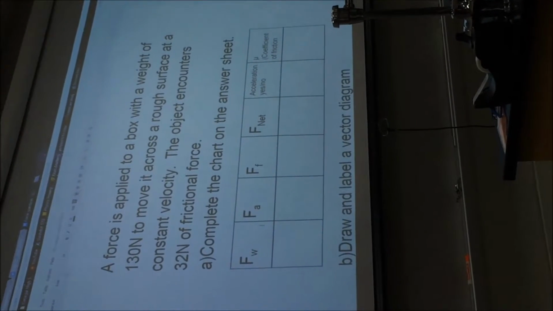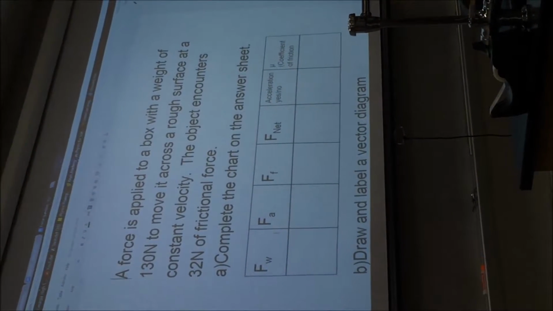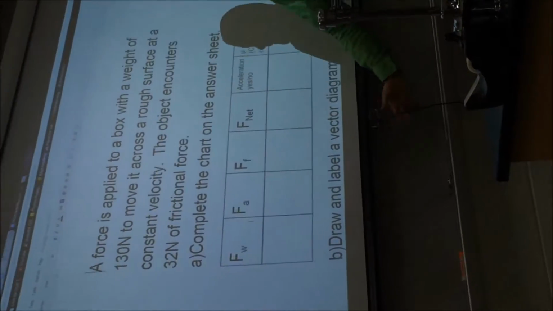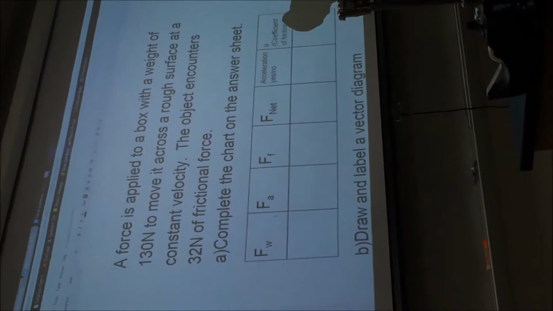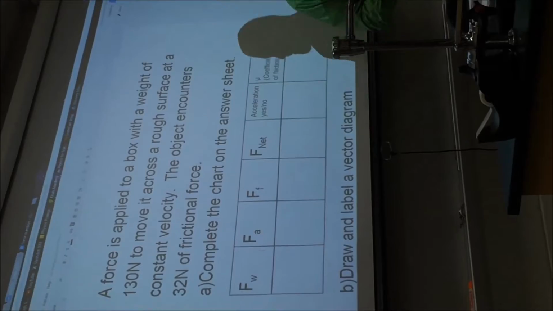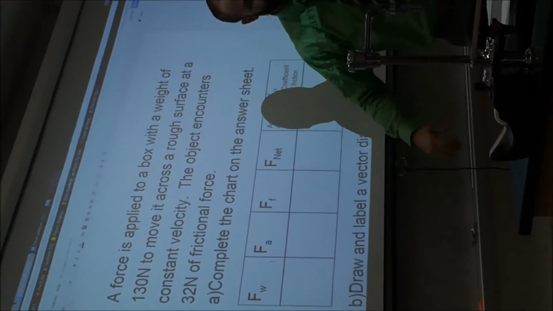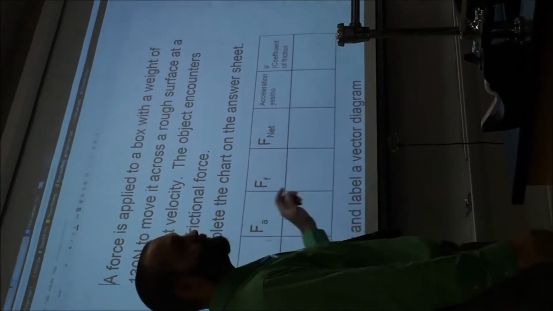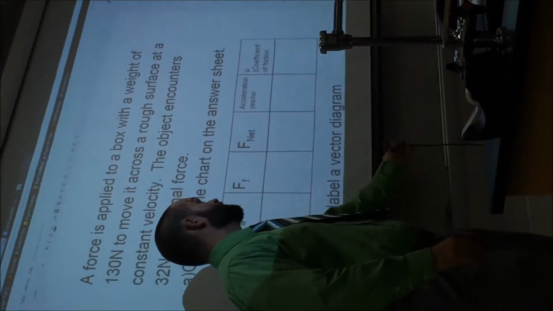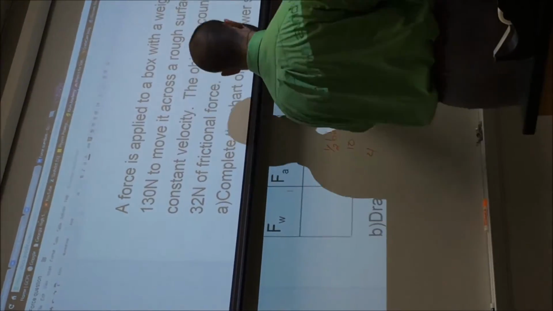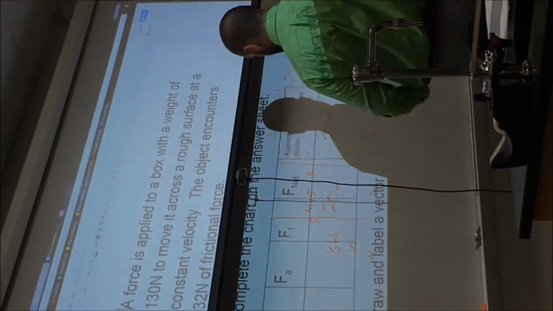This is the first question I will ask you. Looks just like this. A force is applied to a box with a weight of 130 newtons. It is moved across a rough surface with a constant velocity. The object encounters 32 newtons of force of friction. Complete the chart here. All I'm going to do is change these two numbers. But if we can solve it, we can solve it for any number. So let's take a look here. We want to complete this chart.